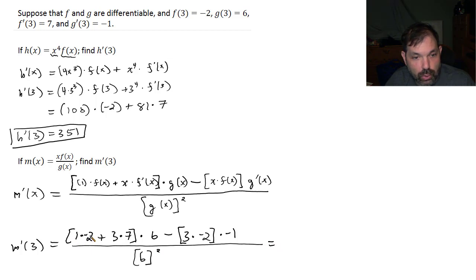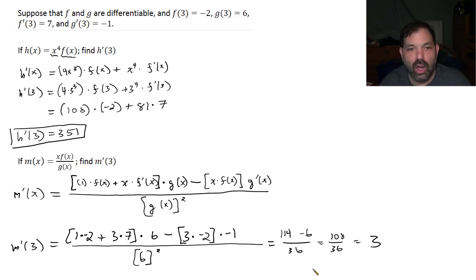Let's see, that's negative 2 plus 21. That's 19 times 6. That's 114. Oh, then we've got several minuses: minus, minus, minus, so that's a minus 6 over 36. So 114 minus 6 is 108 over 36. And if I'm not mistaken, that's exactly 3, isn't it? So it turns out to be 3. How fortunate. All right, so m prime of 3 is 3.